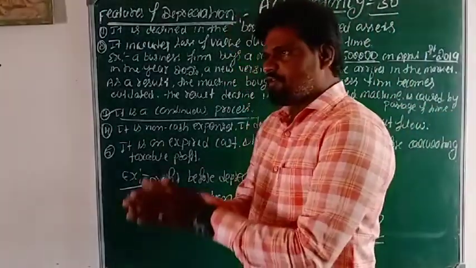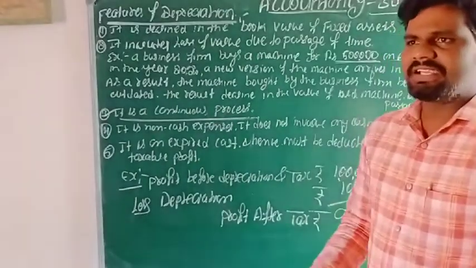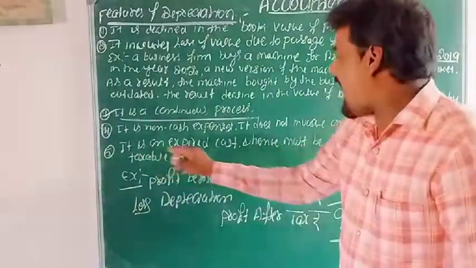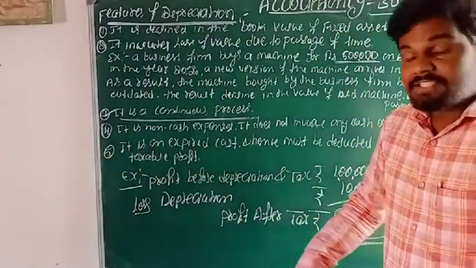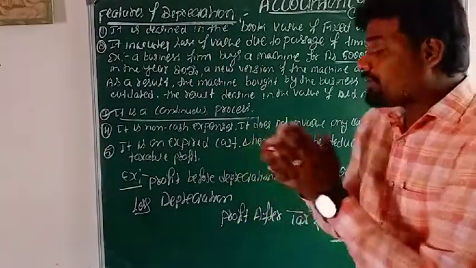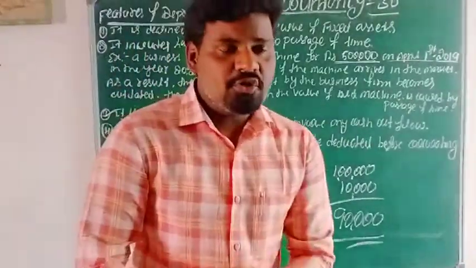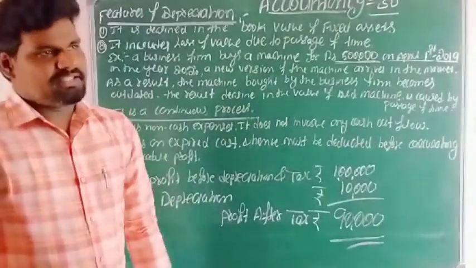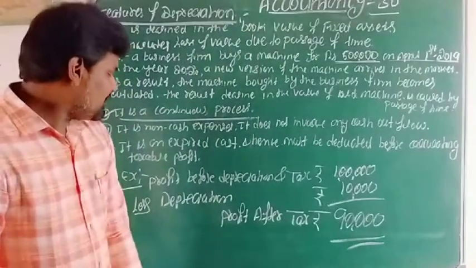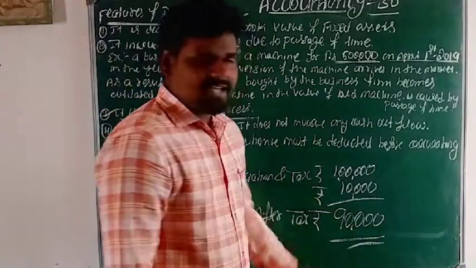Again, the next feature of depreciation is that it is an expired cost. The depreciation is totally an expense to the business, and we can treat it as an expired cost. It is totally a loss to the business organization and hence must be deducted before calculating taxable profit. Each and every business organization needs to charge the depreciation as well as the tax on the assets. For example, here the profit before depreciation and tax is rupees 1 lakh.